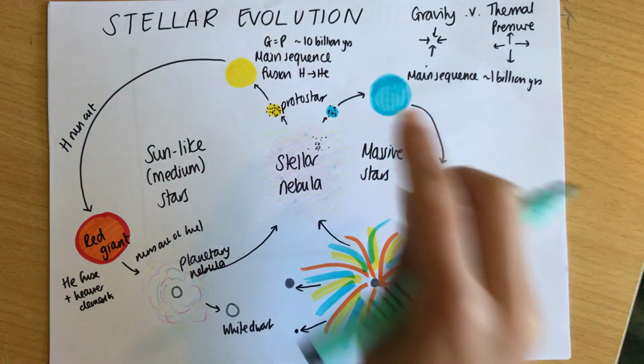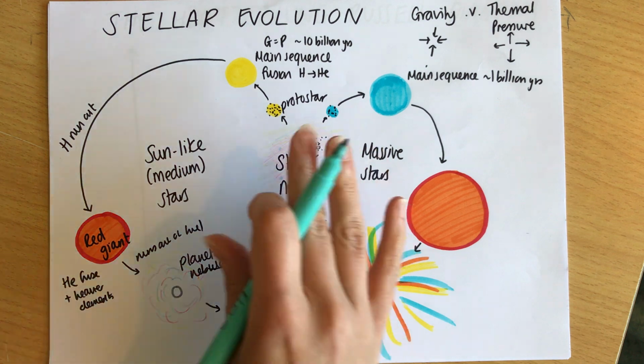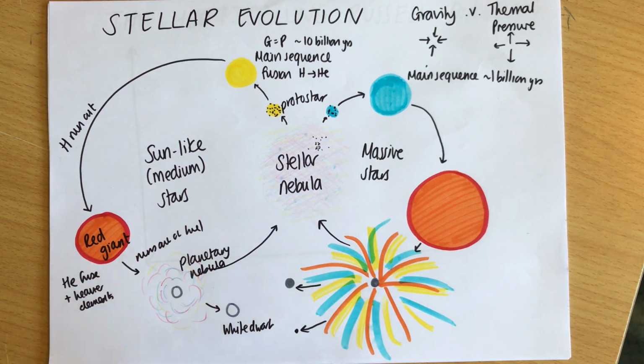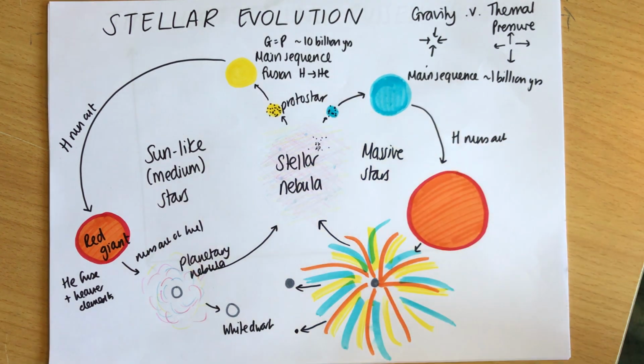You'll also notice that the star here is blue. That's because a blue star is hotter than a yellow star. And the main sequence star, when it's a massive star, is hotter than if it's a medium-sized star because it's got more fuel, it burns through more of it. Once again, it's fusing hydrogen to helium, and eventually it will run out of hydrogen. And the same process happens.